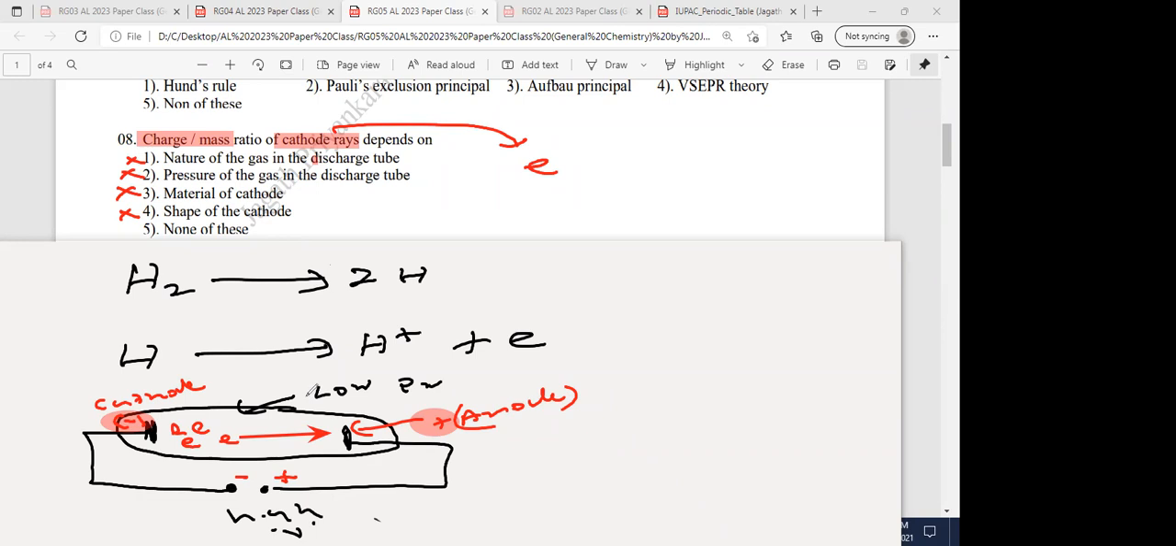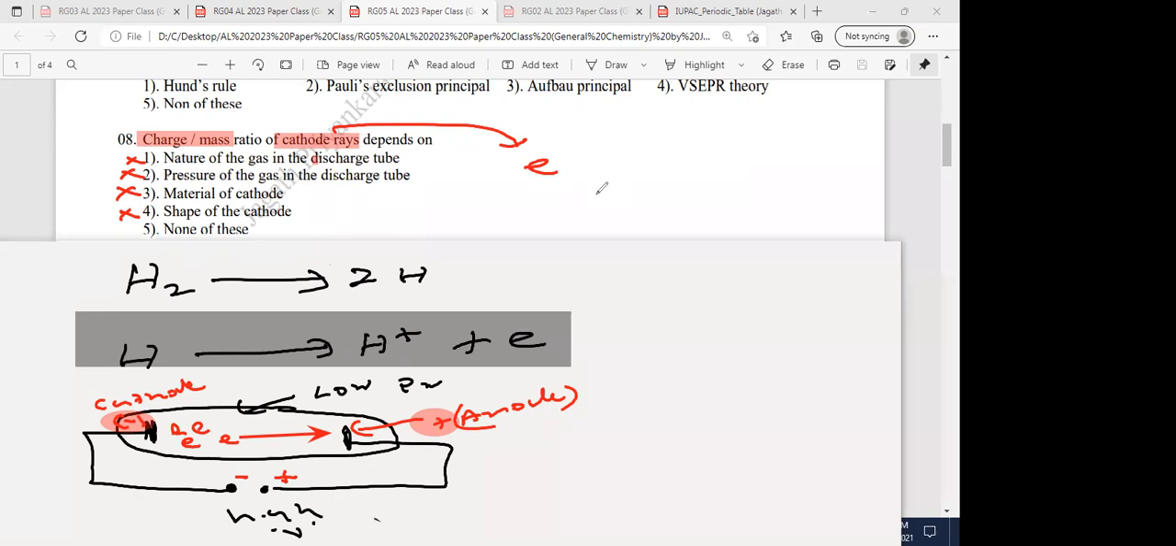Actually, in cathode rays, electrons are not emitted from the metal in the cathode. Electrons are produced due to the ionization of this hydrogen gas. That is the most important thing I want you to understand. How are electrons or cathode rays produced inside this tube? There must be a gas in it. If it is a vacuum, then there are no cathode rays here. Right? So cathode rays are produced.